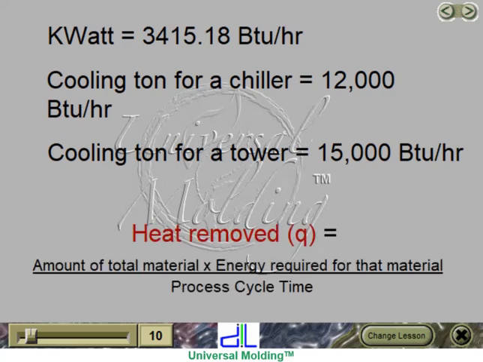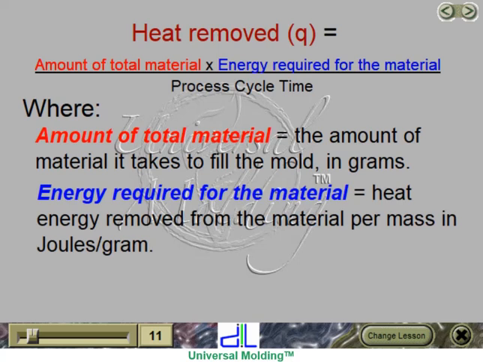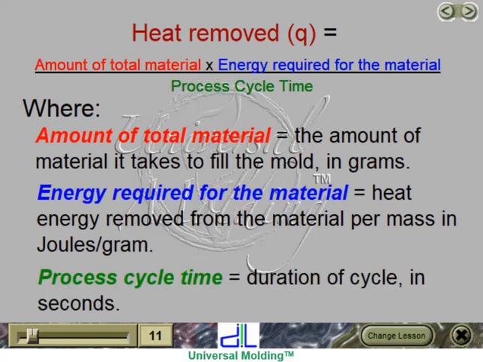Heat removed Q equals the amount of total material times the energy required for that material, all divided by process cycle time, where the amount of total material equals the amount of material it takes to fill the mold in grams. Energy required for the material equals the heat energy removed from the material per mass in joules per gram, and the process cycle time equals the duration of the cycle in seconds.